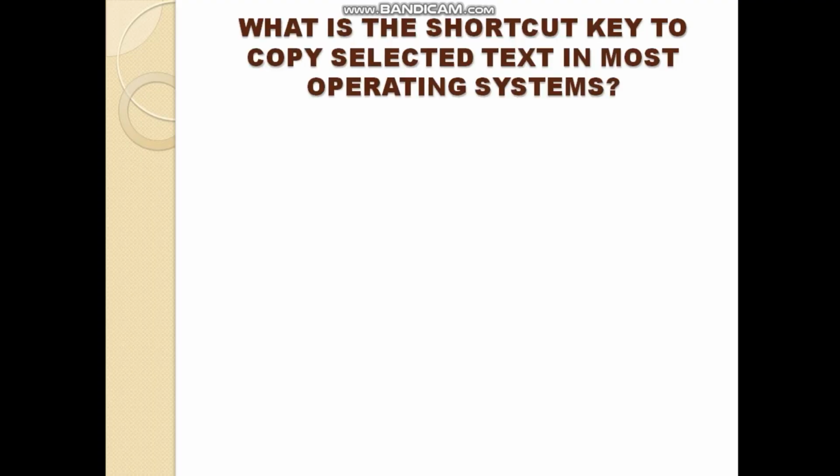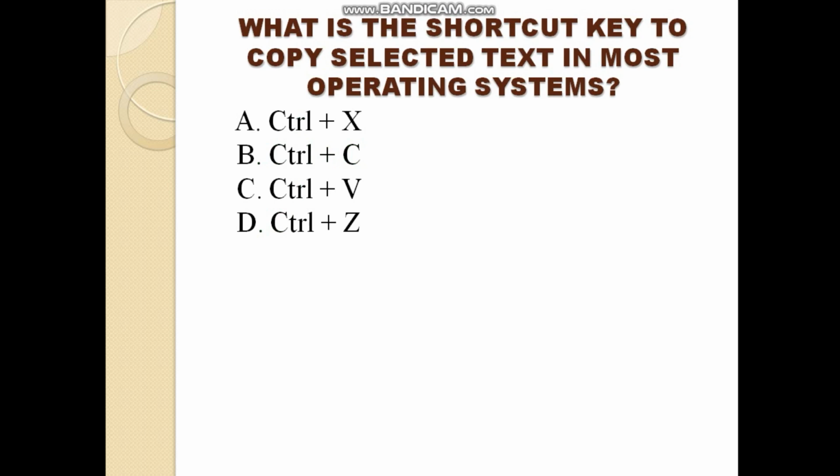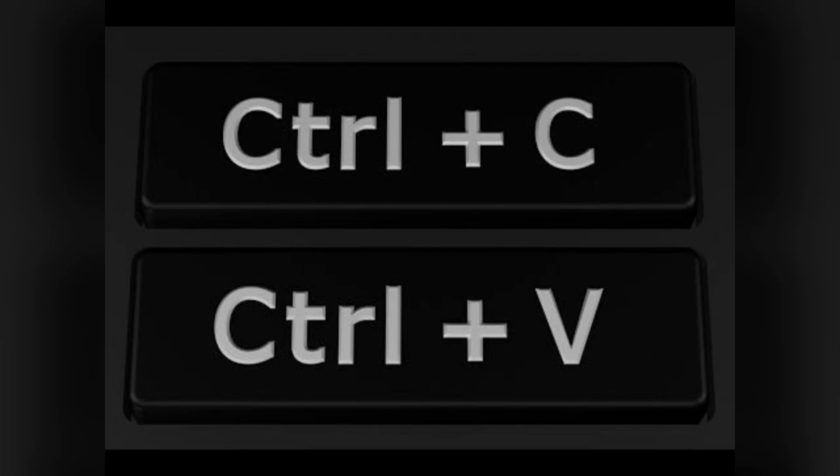What is the shortcut key to copy selected text in most operating systems? A. Control X. B. Control C. C. Control V. D. Control Z. Answer: B. Control C. Control C is the standard keyboard shortcut to copy selected text or files.